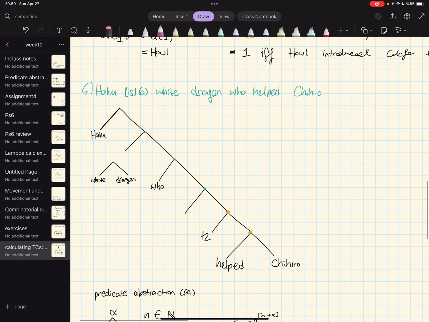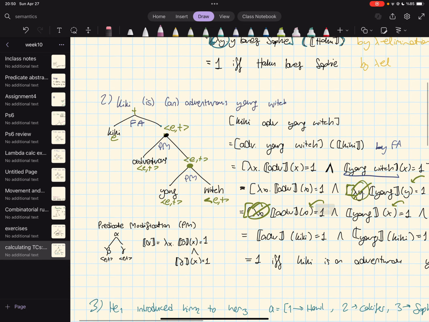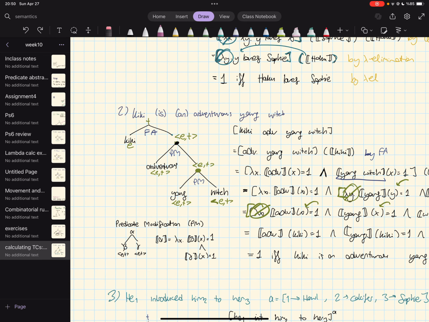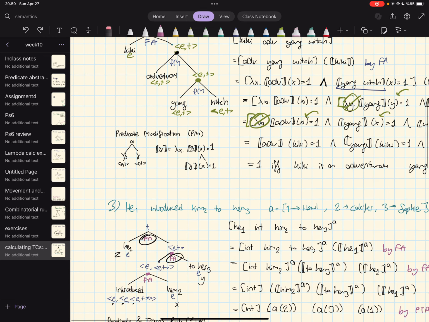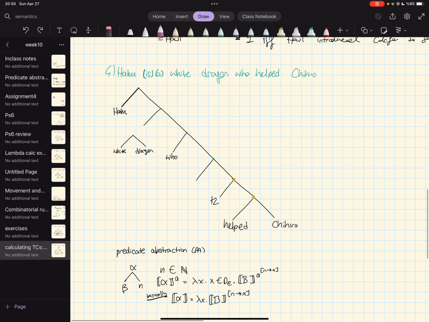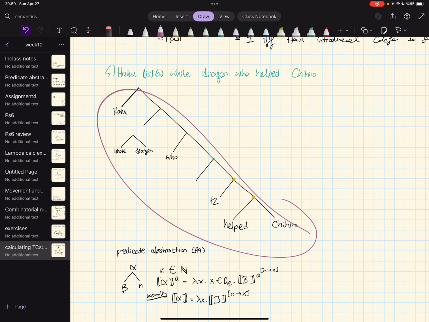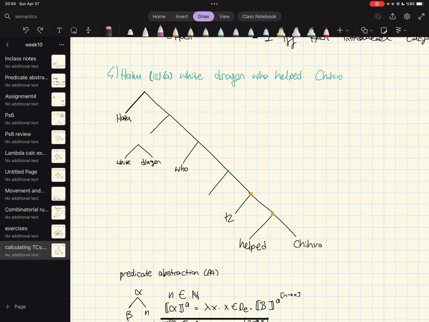First of all, in the sentence, Haku is a white dragon who helped Chiro, I have "is" and "a." For the same reason as this one, "is" and "a" are not mentioned in my logical form. And this is because they only serve a grammatical function. They only serve a grammatical purpose. They don't have a semantic function. Yeah, so the first thing that I do, as always, is to write down my types. And I do so real quick.